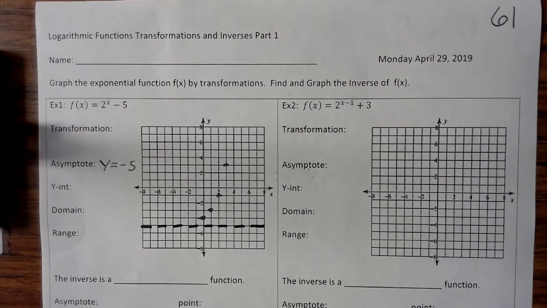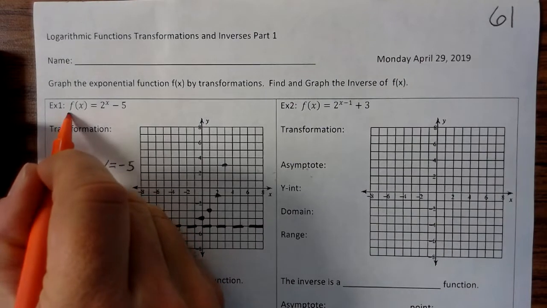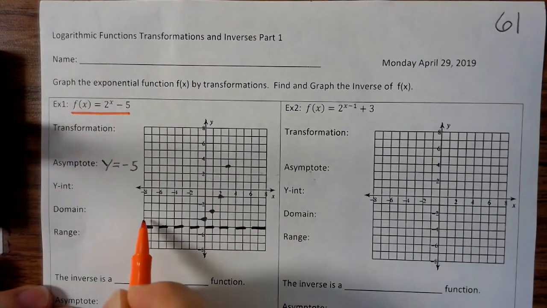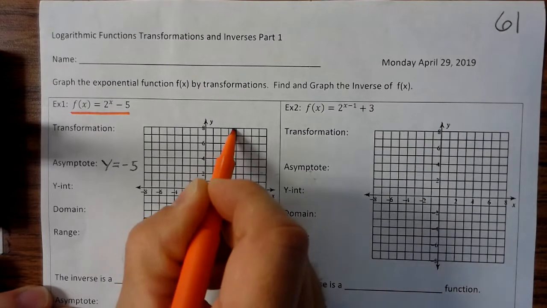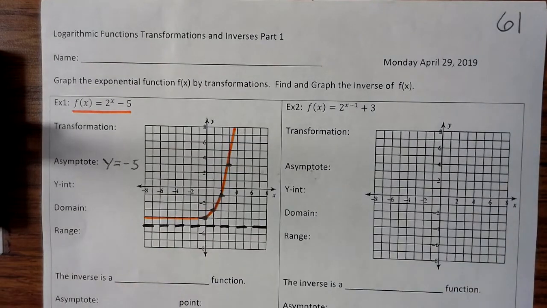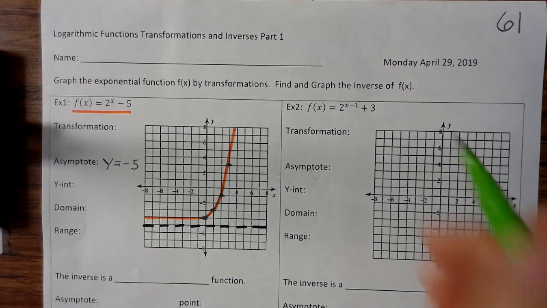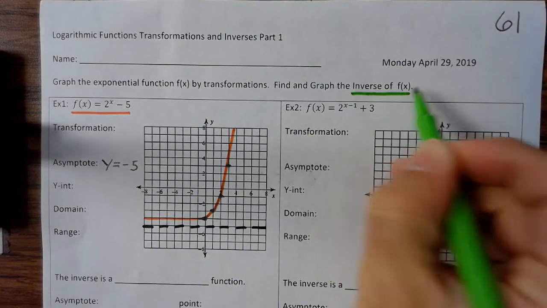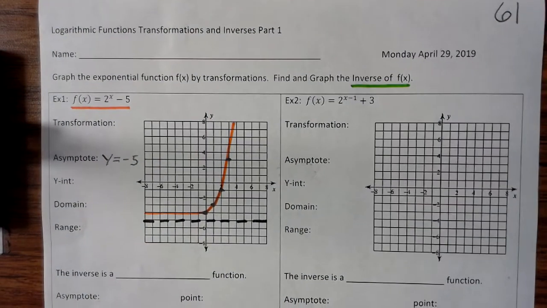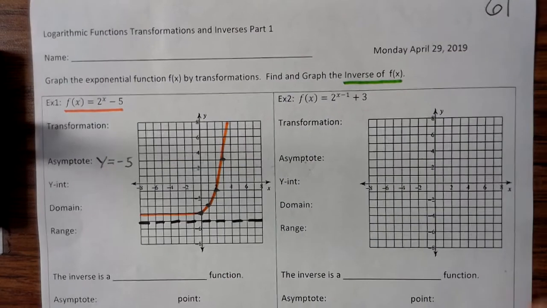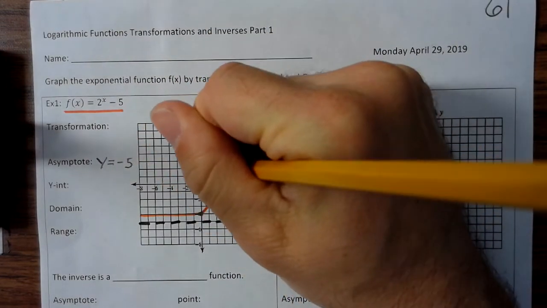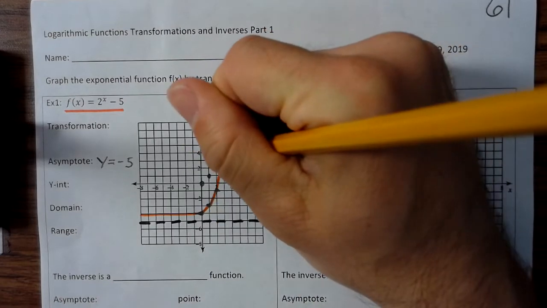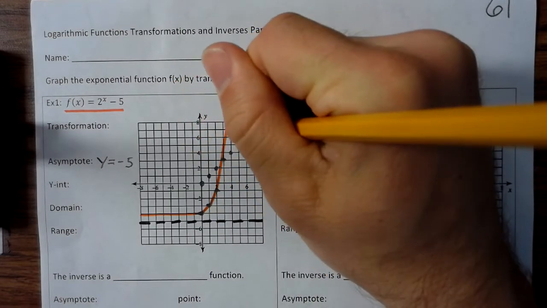Now, we're going to do this function in orange. I'm going to do the inverse in green. Now, whenever you're doing inverses, you want to graph the y equals x line, because if they're inverses, they reflect over that line.